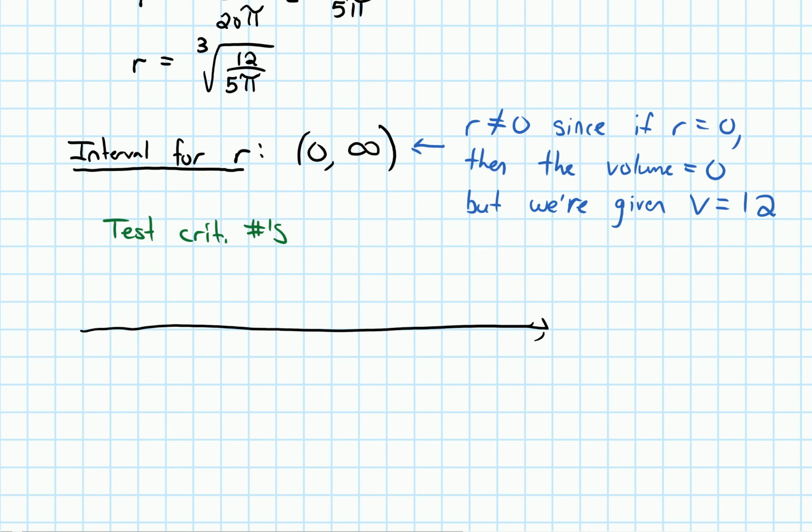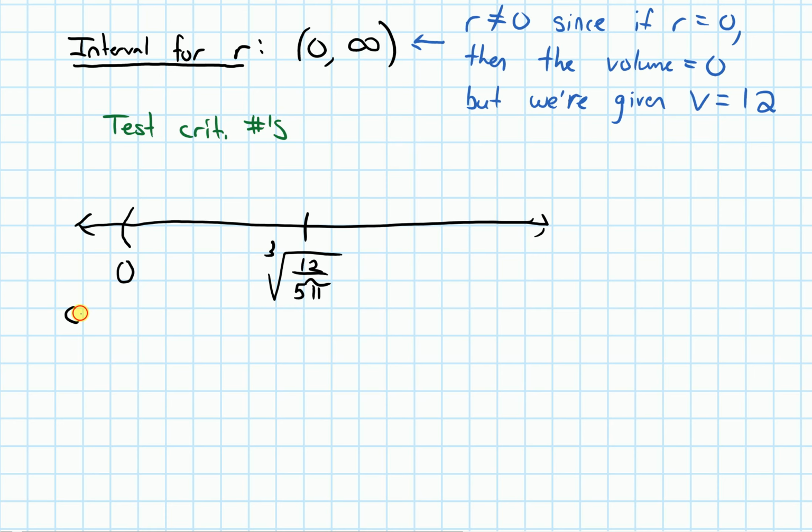I'll draw a number line, and I'll put a critical number on there, which is the cube root of 12 over 5 pi. There's also a natural boundary for the smallest r can be. The smallest it can be is 0, and it's not allowed to be equal to 0, so I'll put a little parenthesis where 0 is. I don't want to plug in any negative numbers for my test points, because r is not allowed to be a negative number here.